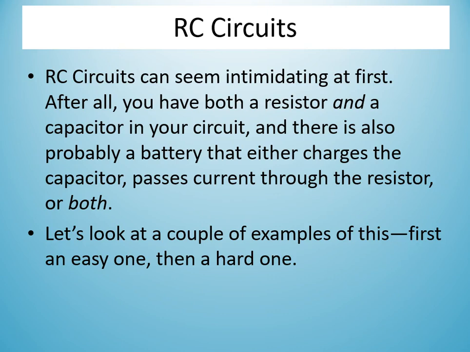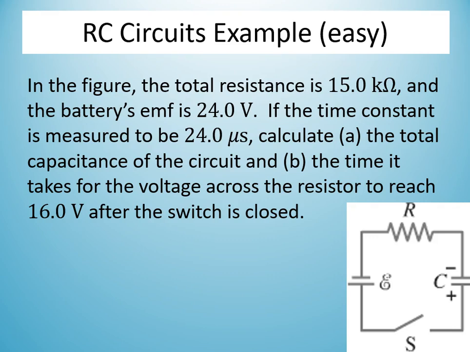First we're going to look at an easy example, then we're going to look at a difficult example. So here's our easy example. We have a battery that is in series with a resistor up here and a capacitor down here. And the problem is from problem 44 in Giancoli's book in chapter 26, which is another book that's kind of equivalent to our book.